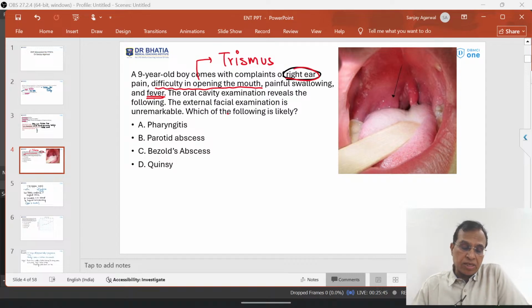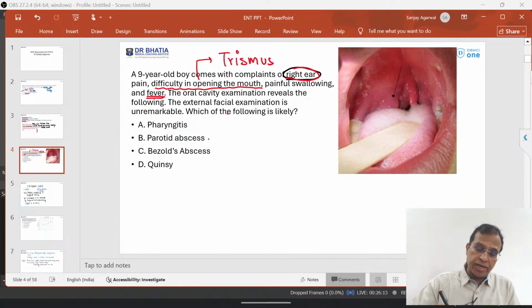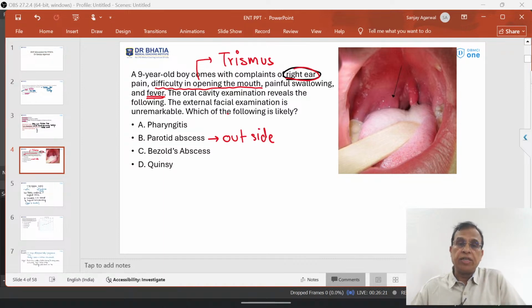The oral cavity examination reveals the following. You can see the image. And facial examination is unremarkable. That is normal. So what is the likely diagnosis? Now see, parotid abscess is an abscess of the parotid gland. This causes parotid pain. In parotid abscess, there is nothing inside because parotid is an outside swelling. So all the symptoms are outside symptoms. So this patient will not have dysphagia, difficulty in swallowing, or trismus. These are unlikely to happen in this patient.